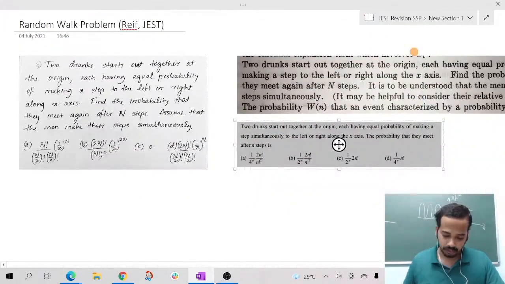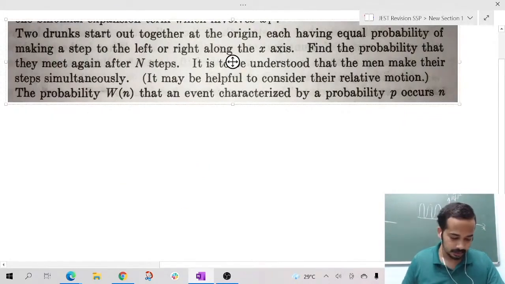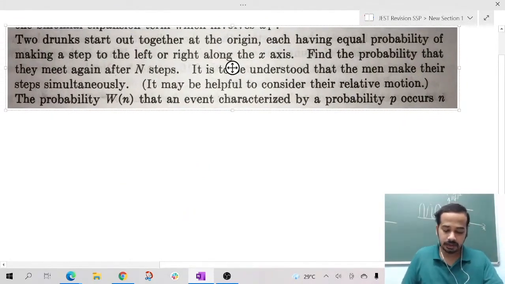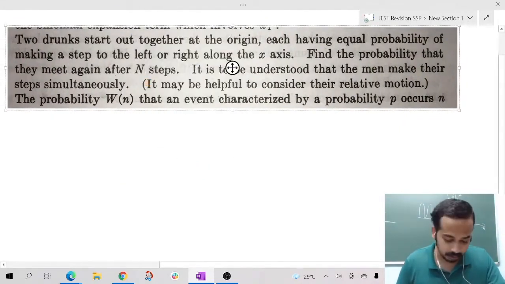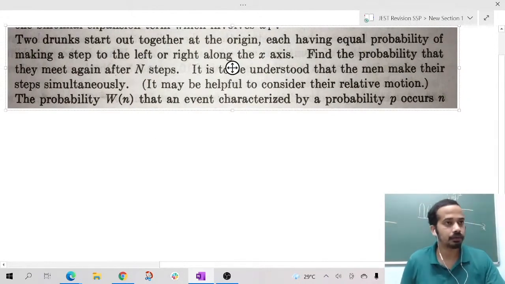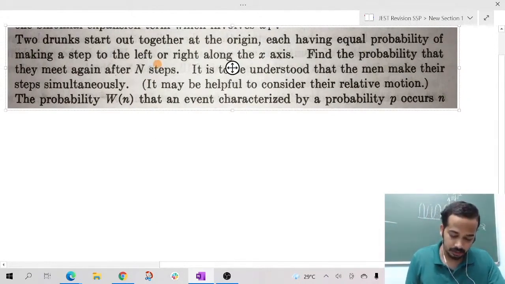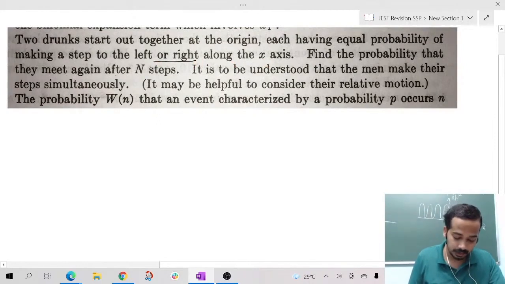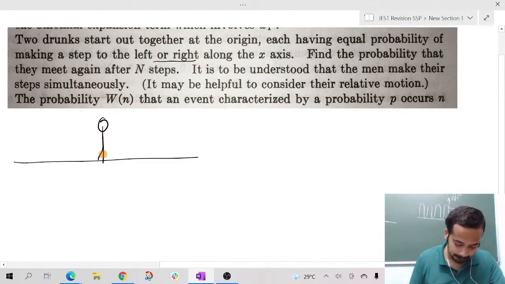So, the two drunks problem. Okay. Two drunks start out together at the origin, each having equal probability of making a step to the left or right along the x-axis. Okay, two drunks are there.